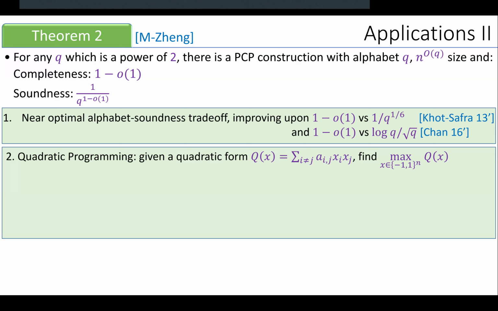Secondly, this was actually the motivation for me to begin with. You get a hardness result for quadratic programming. Quadratic programming is the following computational problem. I give you a quadratic form, a summation over i, j of a_ij x_i x_j, and the task is to find x that maximizes this form.